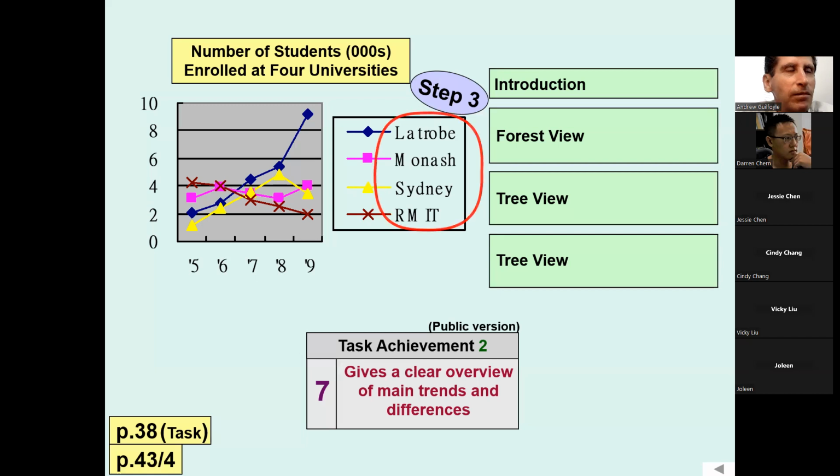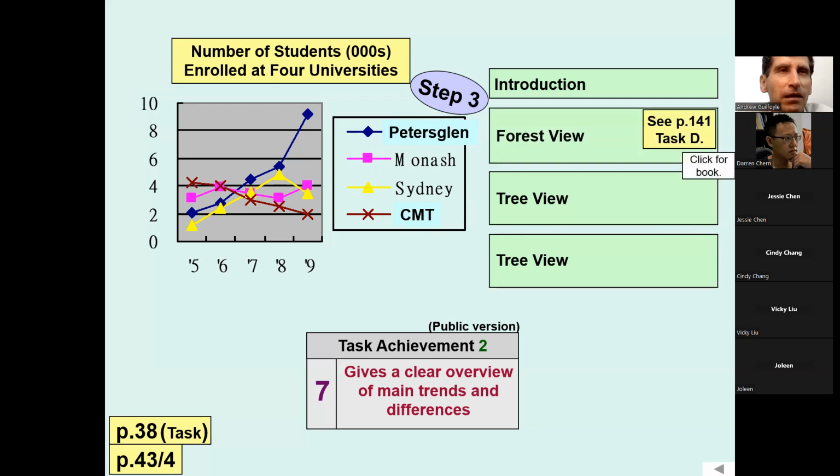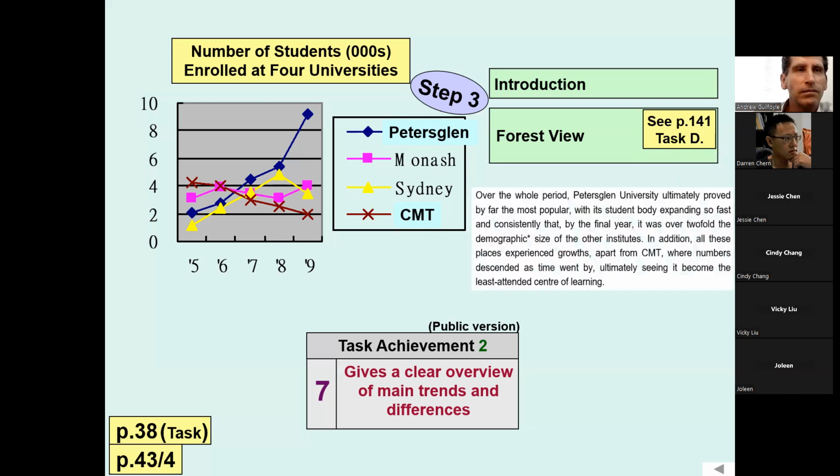And I will save some time here. In my book, I changed the name of that to Peters Glen, by the way, and CMT, because they're real universities. So I had to change the name. Go to page 141, task D, and you'll see my sample answer. 141, everyone. Task D, and I can click here and show it to you. But it's good to look at 141, just so you know it's in the book too.